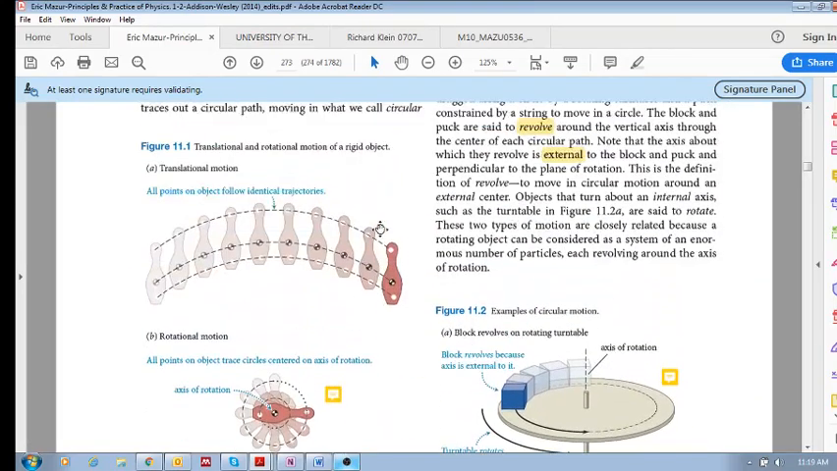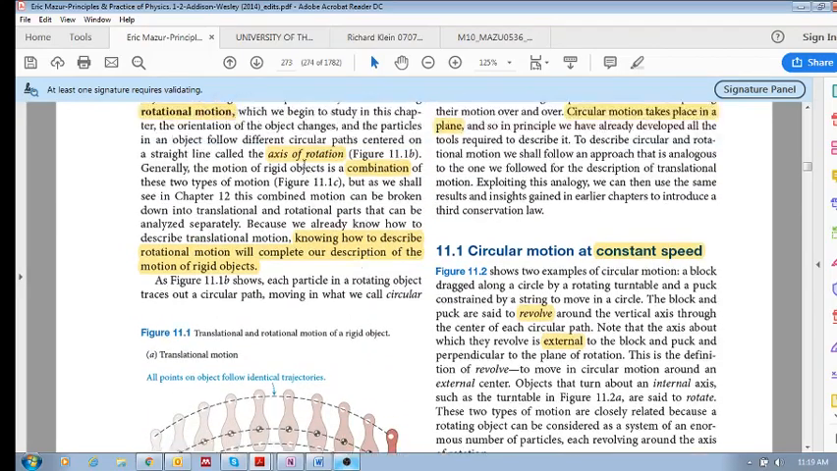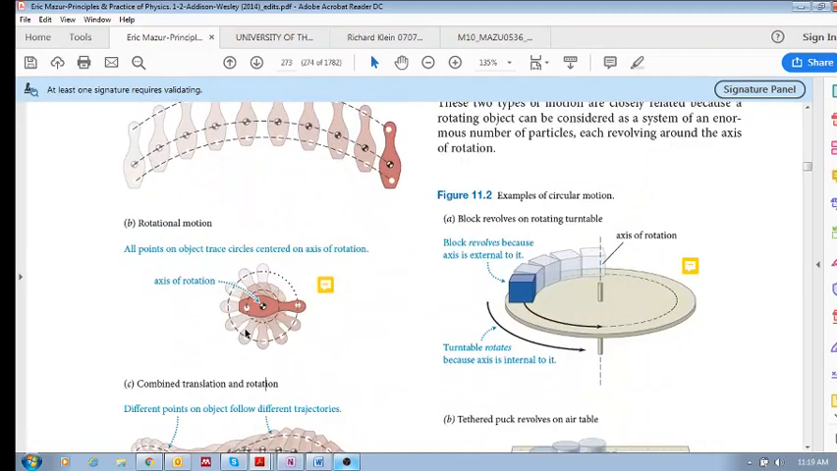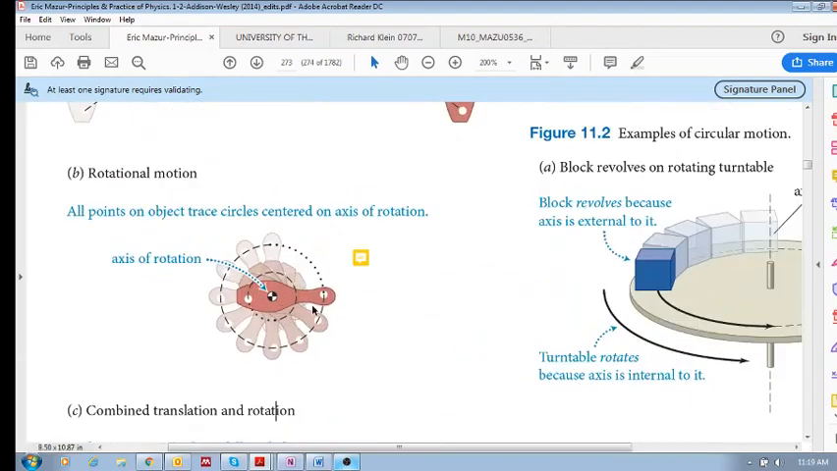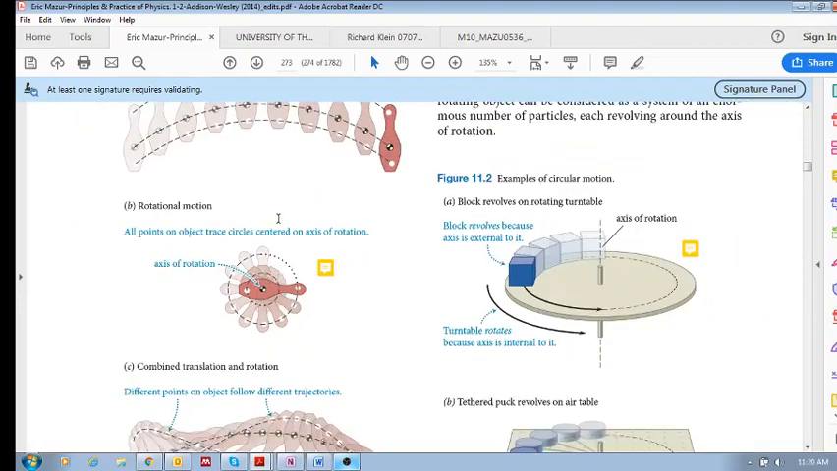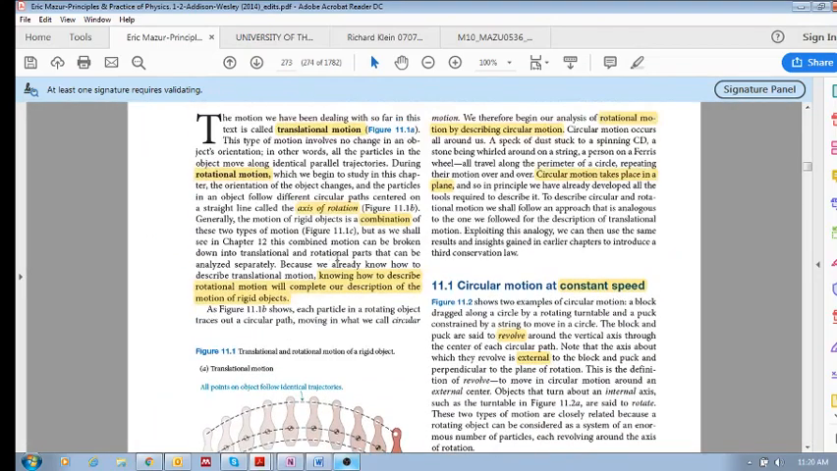Now we also like to introduce another term called the axis of rotation. This we see in this one over here. The axis of rotation is obviously where all the points rotate about, the point about which all the points are rotating. So all points on the object trace circles centered on the axis of rotation.